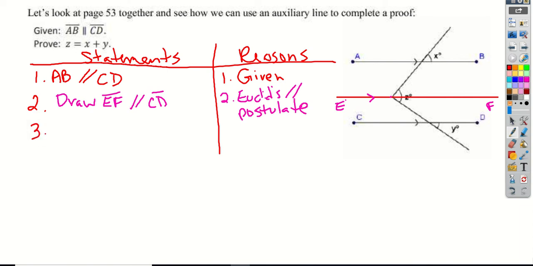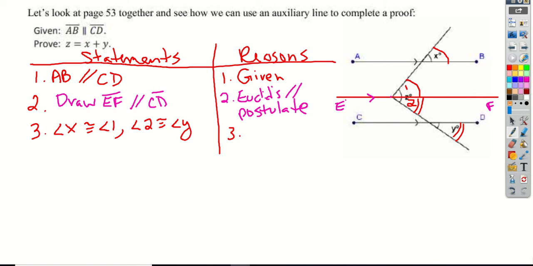So for number 3, now we're going to do some work. Let's call these angles 1 and 2, so we can reference them. Now that we know the lines are parallel, because we stated it with the postulate, we can show that this angle X is congruent to this angle, which we're going to call number 1. So we know angle X is congruent to angle 1, and angle 2 is congruent to angle Y.